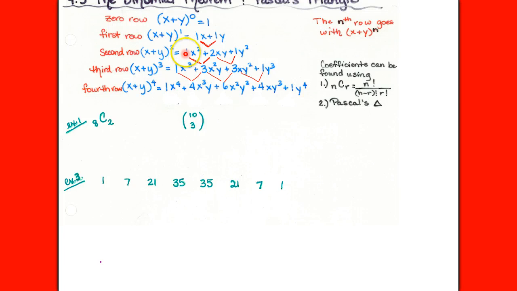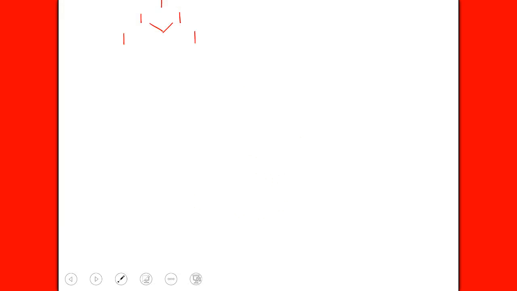Like this row started with 1 and ended with 1, and to get this 2, we added the 2 numbers that were up above it. 1 plus 1 gave us 2. This next row started with 1 and ended with 1. So to get the numbers in between, we added 1 and 2 and got 3. We added 2 and 1 and got 3. Started with 1, ended with 1. Add the numbers 1 and 3 gave me 4. 3 and 3 gave me 6. 3 and 1 gave me 4. So that's where we're getting the numbers or the coefficients in Pascal's triangle.